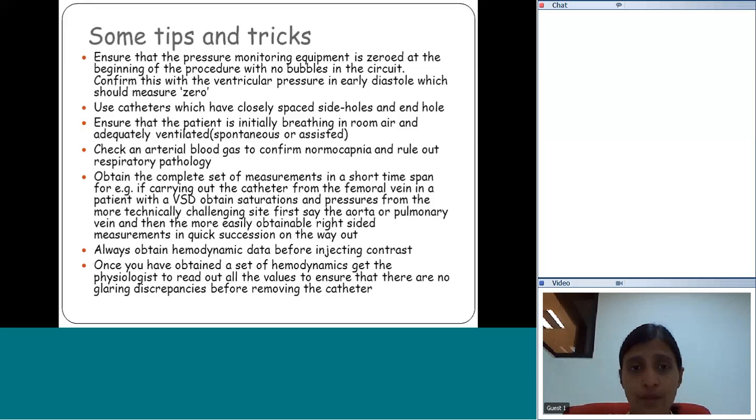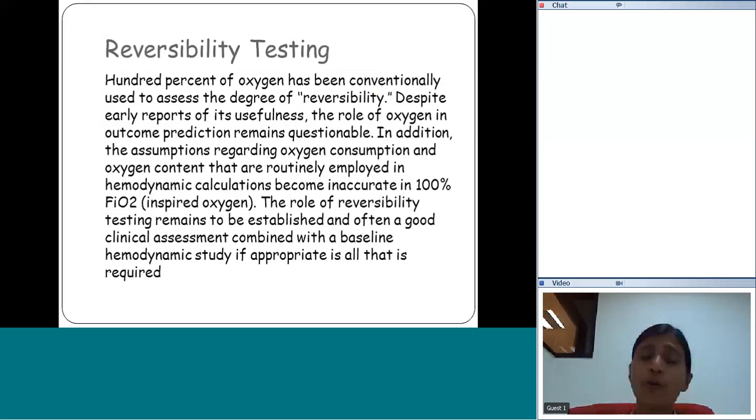Baseline data is very important, and I think baseline data gives you much more information than any other fancy testing that you might do in the lab. Now, one of the problems with things like 100% oxygen, as we discussed, is are we really delivering 100% oxygen? In addition, we assume a lot of things: the oxygen consumption assumption, the oxygen content assumption. They're all assumptions, all calculations, all prone to error. All of this becomes inaccurate.